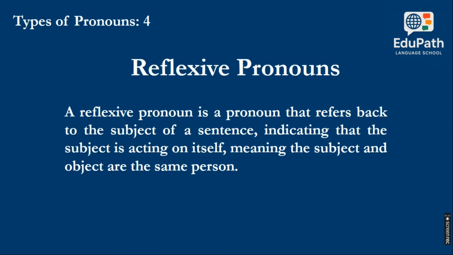A reflexive pronoun is a pronoun that refers back to the subject of a sentence, indicating that the subject is acting on itself, meaning the subject and the object are the same person. To make it simple, in a sentence, when you are doing something by yourself or to yourself, you become the subject and the object. So a reflexive pronoun helps you tell who the effect is happening on. Okay, let's look at some examples and I think it'll become easier to understand.